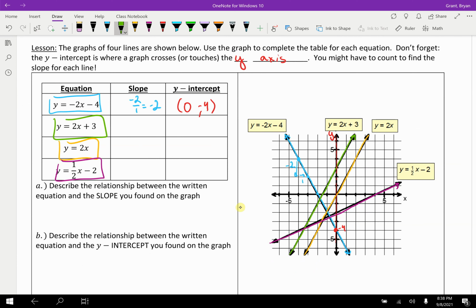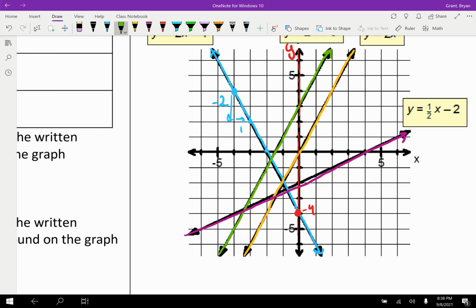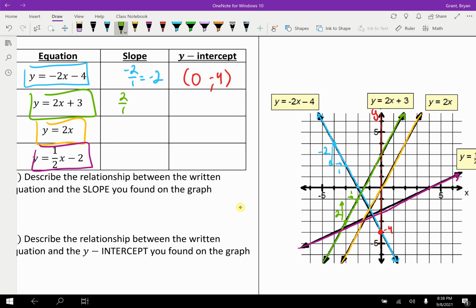Alright, so we have y equals 2x plus 3. That's the one I did in green. Let's take a look at the slope. Finding two nice points. I think this point and this one look pretty nice. Up 2, to the right 1. Looks like my slope is 2 over 1, which is 2. And what about that y-intercept? Where does green intersect red? This is the value 3. Okay, and so we know the y value is 3. The x value for a y-intercept is always 0. So I think we can actually fill that in for the rest of these.